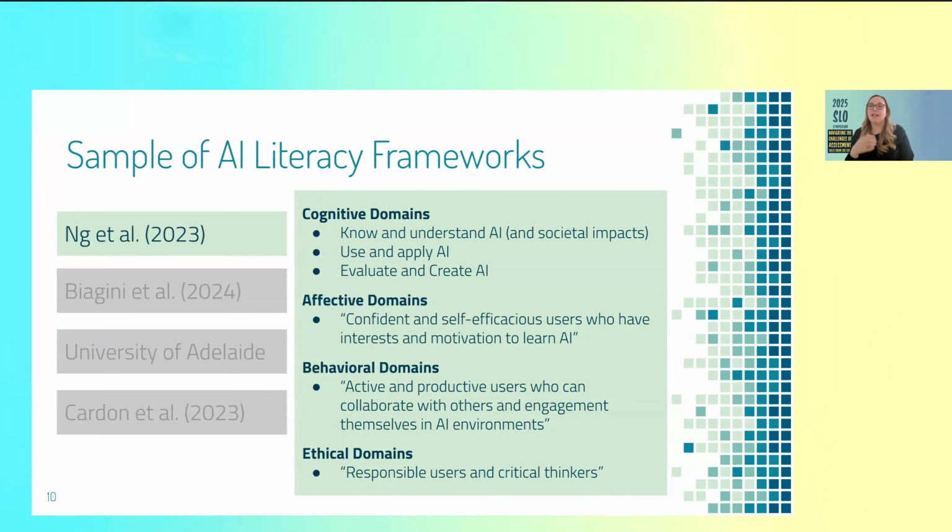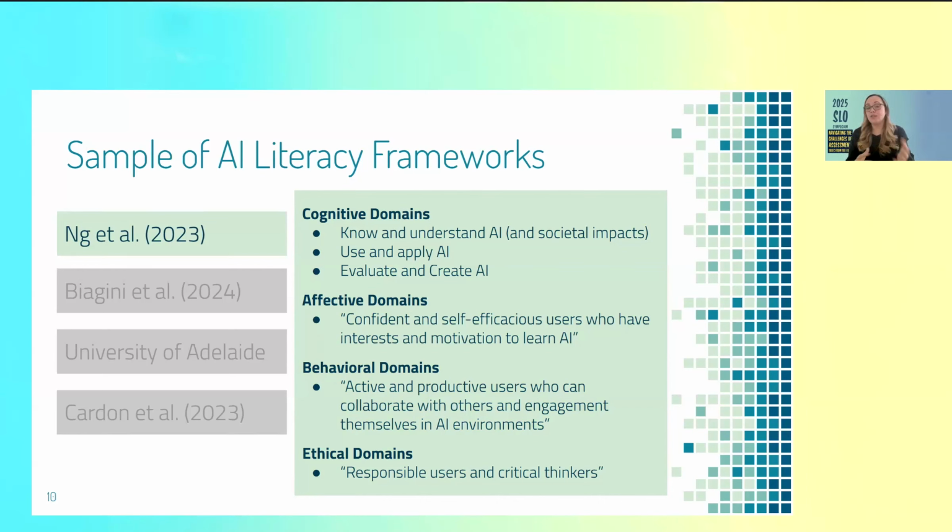So the first is by Ng and a bunch of co-authors, and they specify AI literacy in four different domains. There are cognitive domains, affective domains, behavioral domains, and ethical domains. All of the cognitive domains are just Bloom's taxonomy: know and understand AI, use and apply AI, evaluate and create AI. So again, we see that Bloom's taxonomy framework coming up. The affective and behavioral domains have more to do with how students recognize themselves and work together and engender certain behaviors in their use of generative AI.